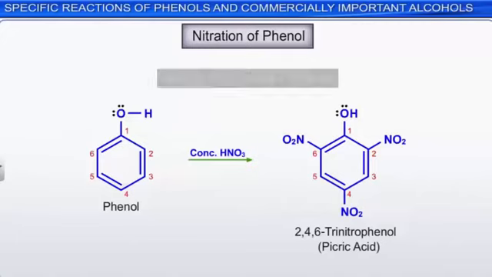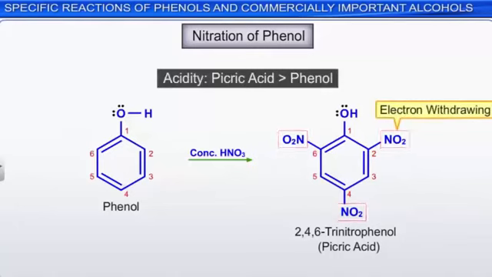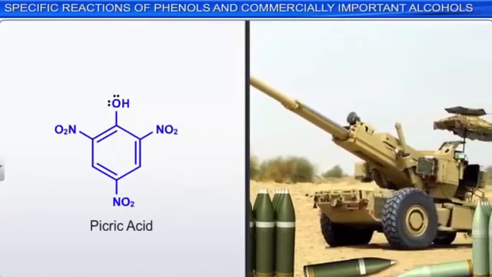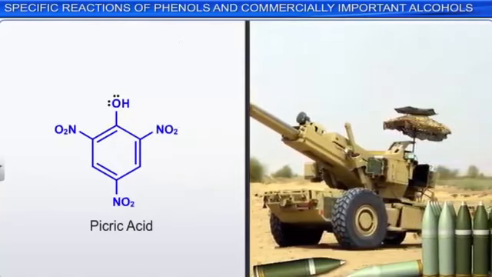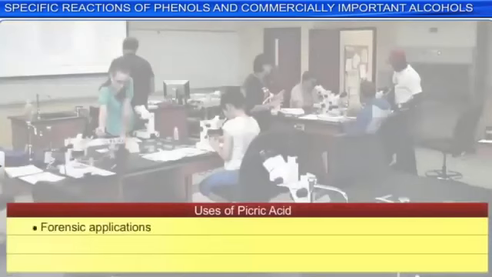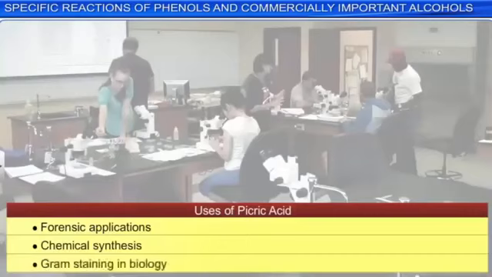Picric acid is a stronger acid than phenol because of the presence of 3 electron-withdrawing nitro groups, which facilitate the release of hydrogen ion. It is explosive and was formerly used in artillery and munitions. Picric acid in the laboratory must be stored wet, else explosive metal picrates may form. It is used in several forensic applications, chemical synthesis and gram staining in biology.